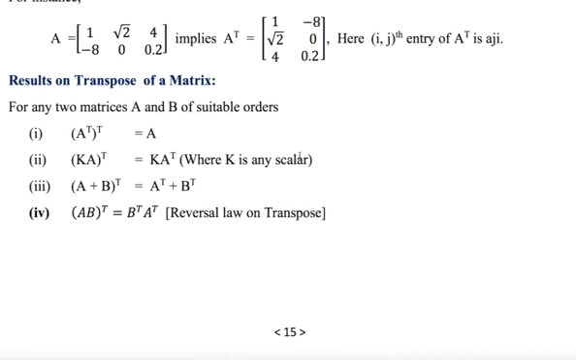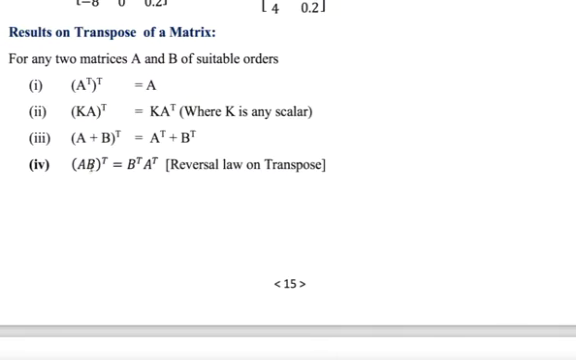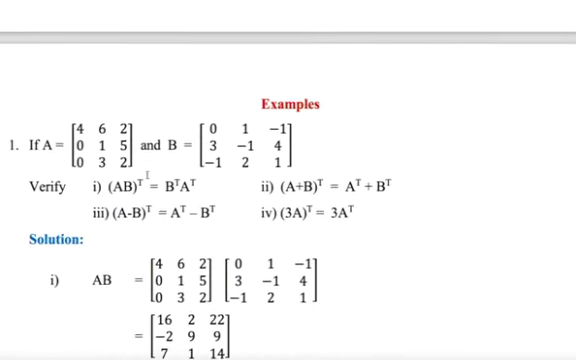Results on the transpose. A transpose whole transpose equals A. K A whole transpose, where K is a scalar, equals K into A transpose. A plus B whole transpose equals A transpose plus B transpose. AB whole transpose is nothing but B transpose into A transpose, reversal and transpose.